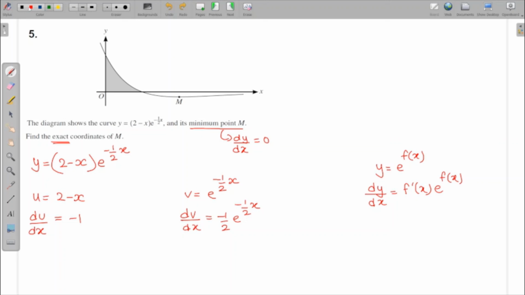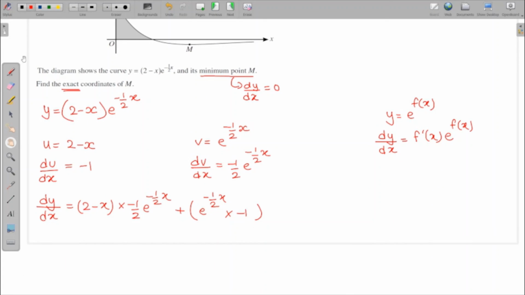So now let's plug in these expressions in the formula. dy/dx will be equal to u, which is 2 - x, times dv/dx, that's -1/2 e^(-x/2), plus v, that is e^(-x/2), times du/dx, that's -1. If we want to simplify this further, we can take e^(-x/2) common. So in the bracket we are going to have (2 - x) times -1/2, minus 1.